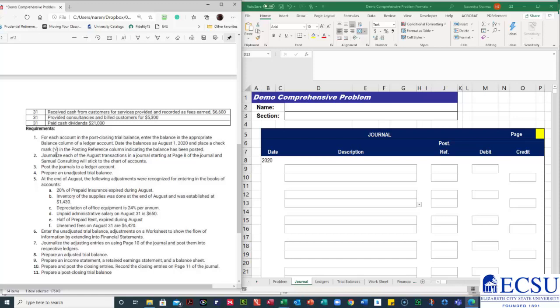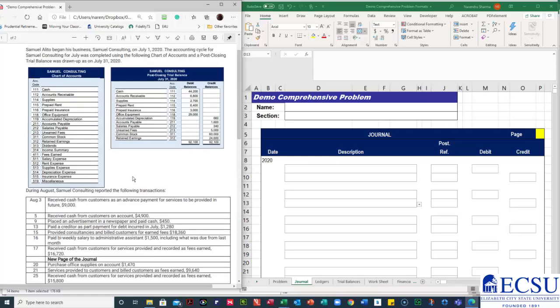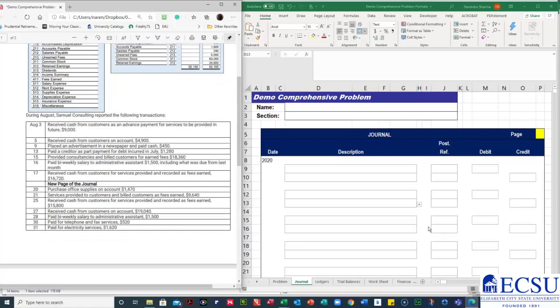And next it says journalize each of the August transactions in a journal starting on page 8 of the journal, and Samuel Consulting will stick to the chart of accounts. Number three, post the journals to the ledger accounts. So that is the next thing that we are going to do. Prepare an unadjusted trial balance. So I'm going to do until this number four. And one more thing I will be doing is I will be extending the trial balance. So that's what we are going to do in this part of the video.